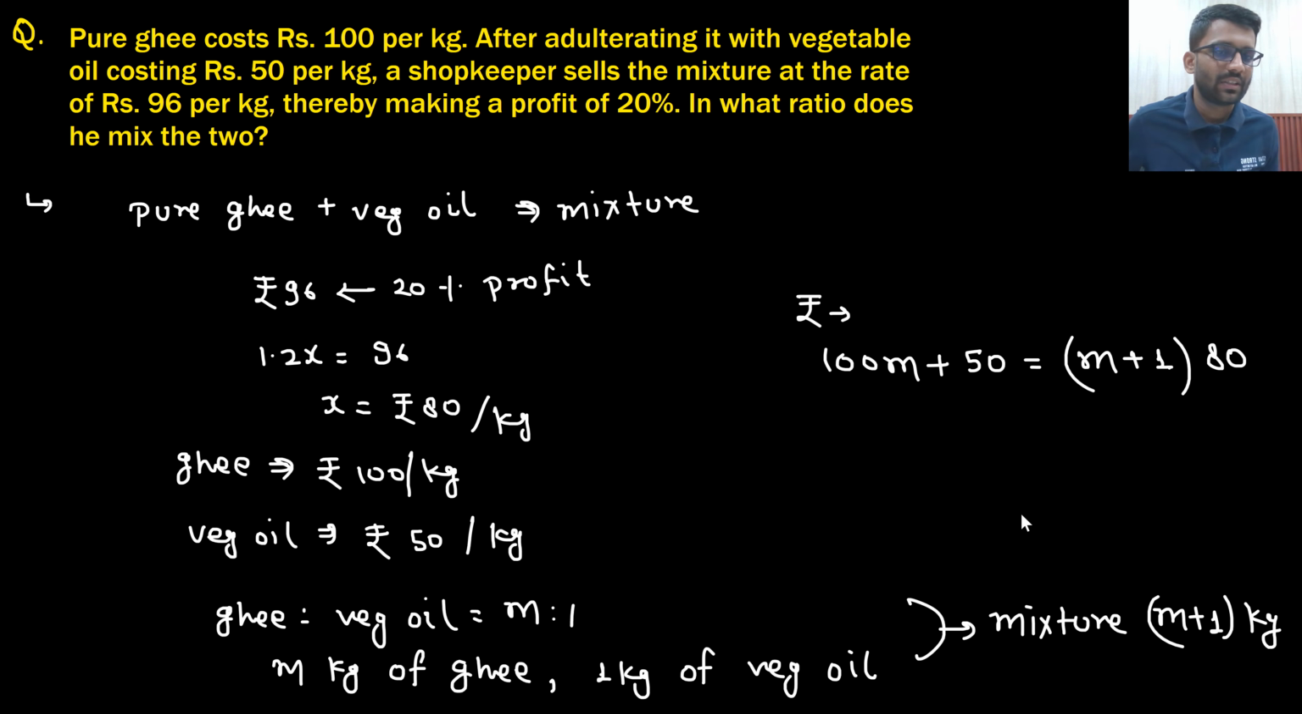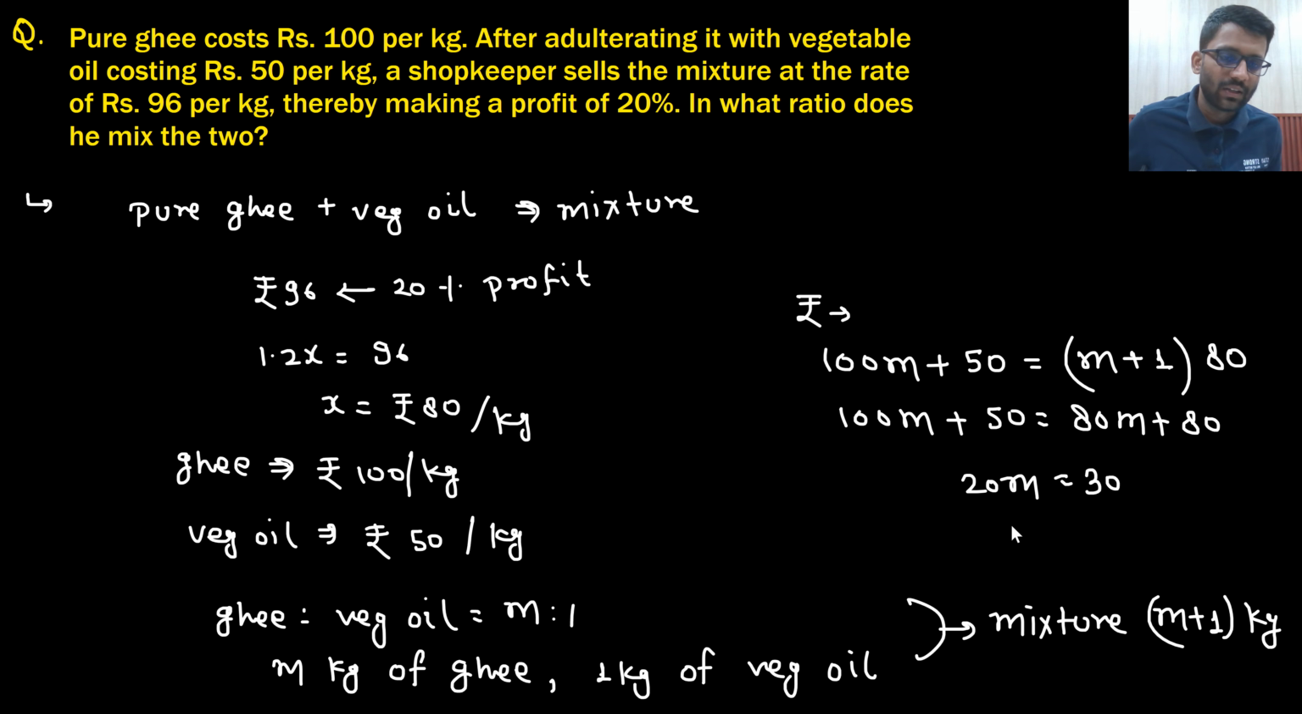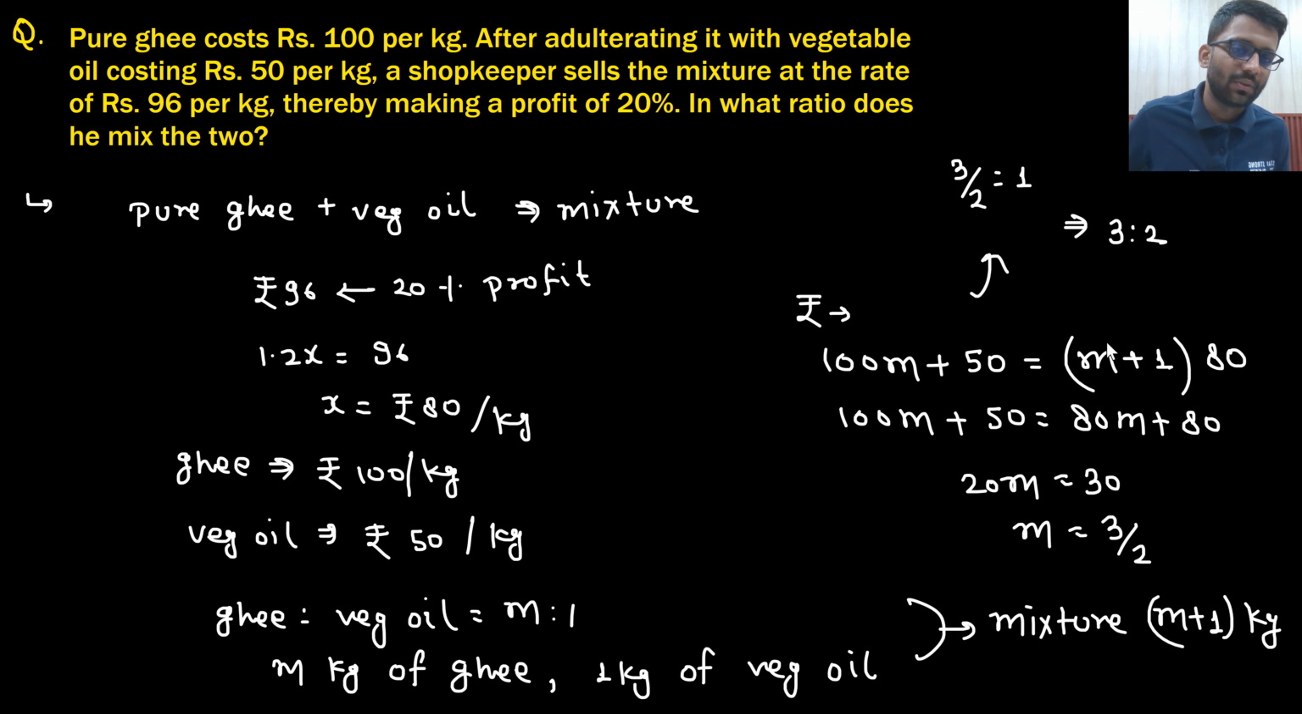Do you agree to this equation? Yes. So 100 m plus 50 is equal to 80 m plus 80. So 20 m is equal to 30. So m you are getting is 3/2. That means he was mixing in 3/2 ratio 1. That means what is the final answer? 3:2. This is the final answer.